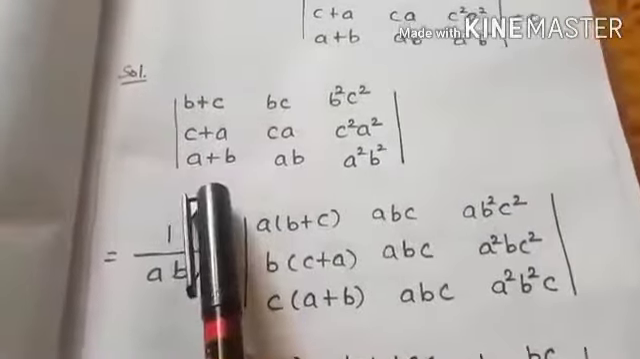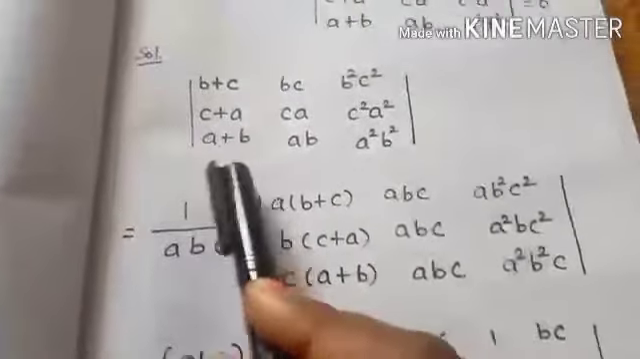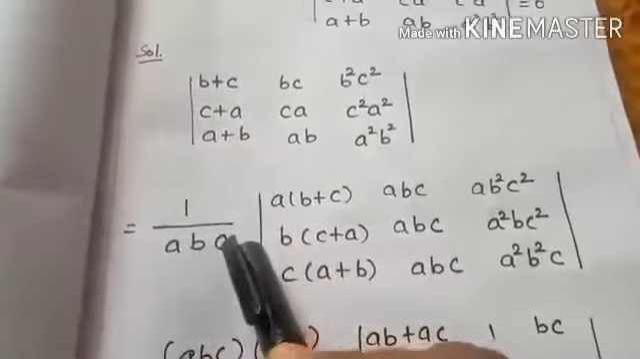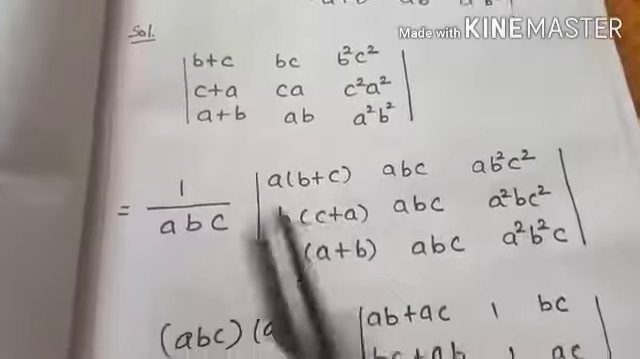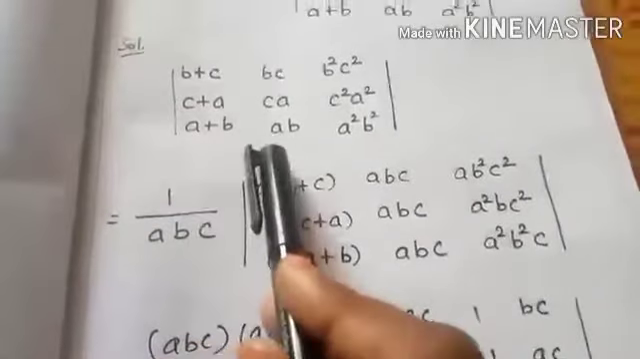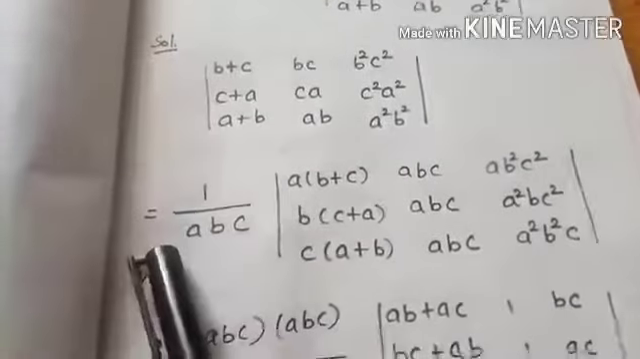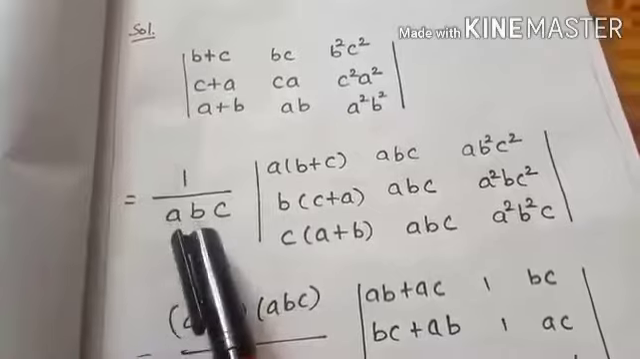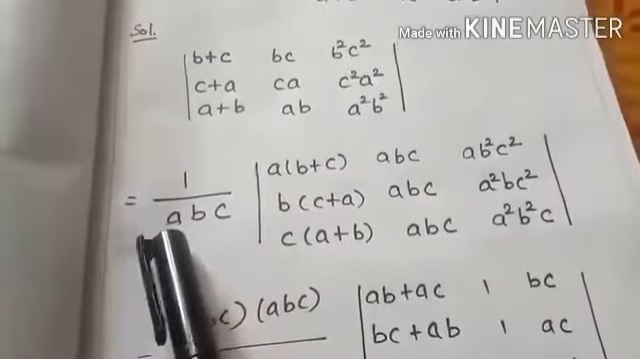Next, R3 is multiplied and divided by c. The multiplied term goes inside the determinant, and the divided term is taken outside the determinant, that is 1 by c into the third row, c into a plus b, abc, a squared b squared c. Therefore, this equals 1 by abc into, dividing by a, by b, by c, that is 1 by a into 1 by b into 1 by c, which is 1 by abc.